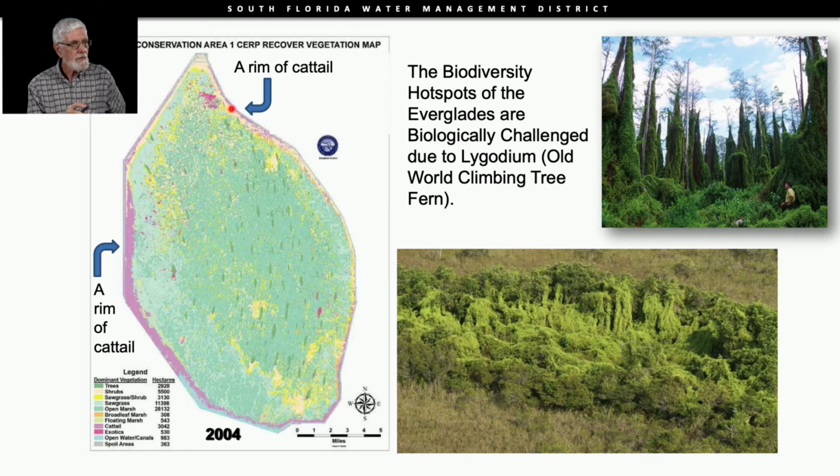The other thing that's classical here, and you're going to find that almost everywhere in the Everglades, is a rim of cattails. Wherever we have canals, and we have a rim canal around the entire refuge, there's going to be cattails associated with it because of the input of nutrient-laden water.